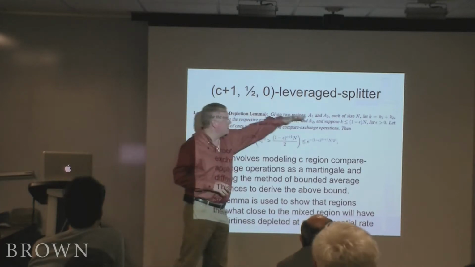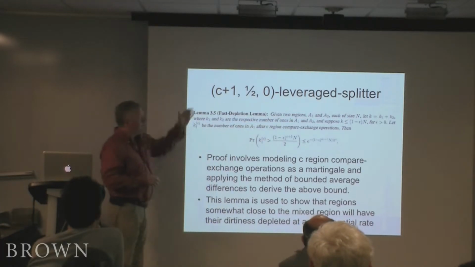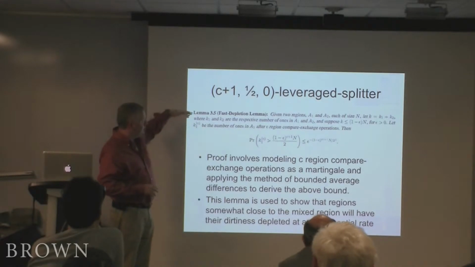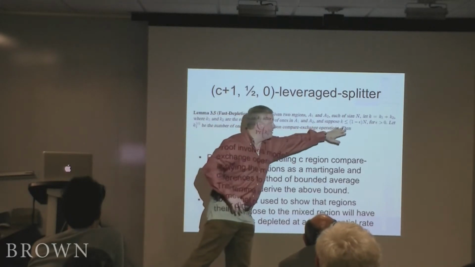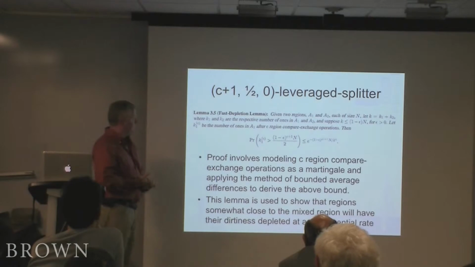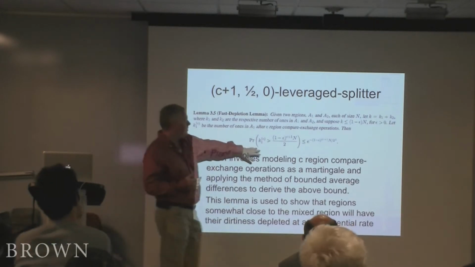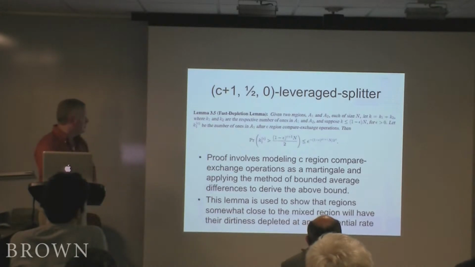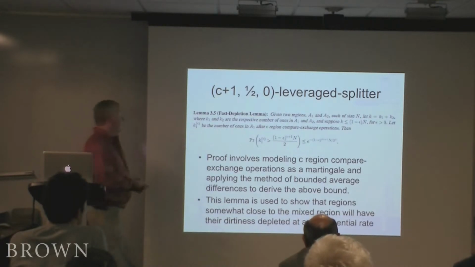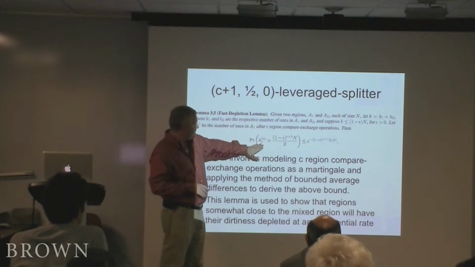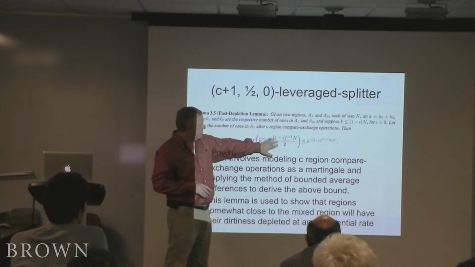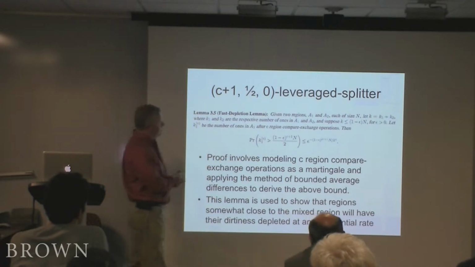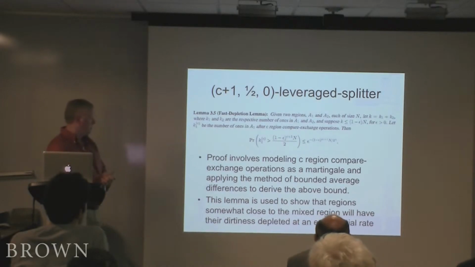It says that with those two regions, each of size n, where k is the number of ones, k is less than or equal to (1 minus epsilon) n. This is all just fitting into the definition. Then with very high probability, in fact, the probability that it fails is exponential in the size of the regions, the number of ones that ends up on the wrong side, on the left side, is less than 1/2 times (1 minus epsilon) and (c minus 1) times n.